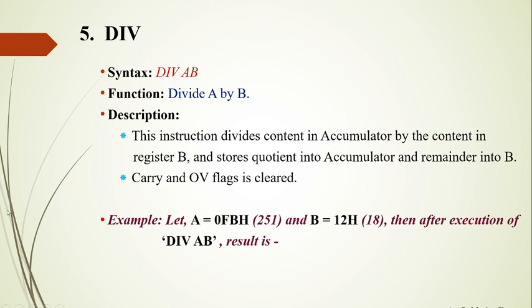Let's see the example. Let A equal 0FBH, that is the value 251 in decimal, and register B contain the value 12H, that is 18 in decimal. After execution of this instruction, that is DIV AB, the quotient is stored into the accumulator and the remainder will be stored into register B. So we get A equal to 0DH, that is 13, and the remainder equal to 11H, that is 17.